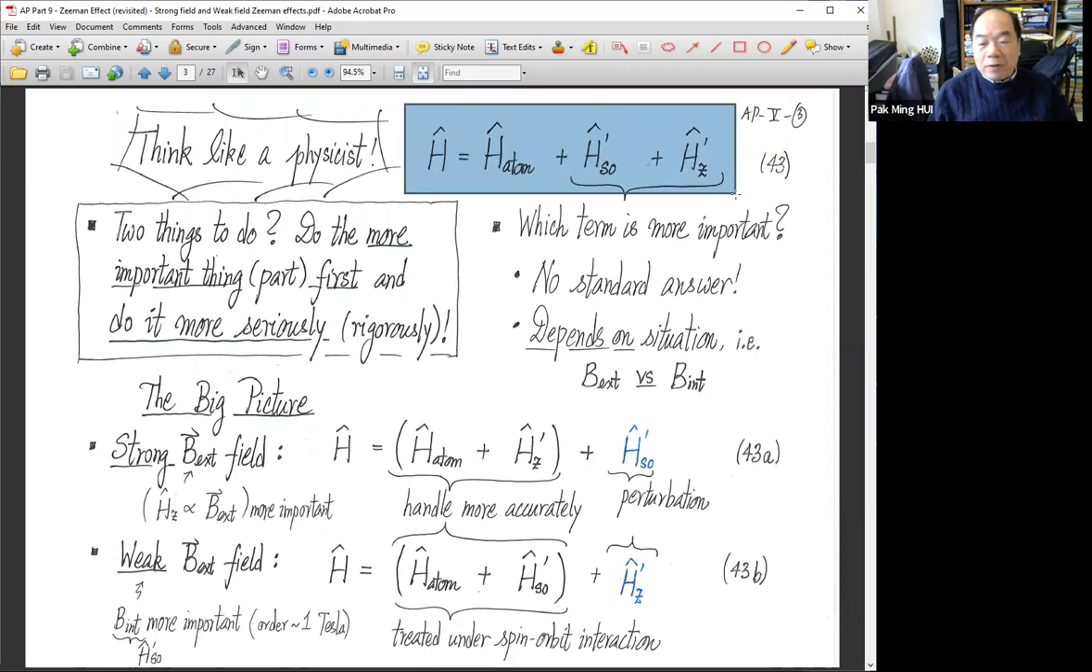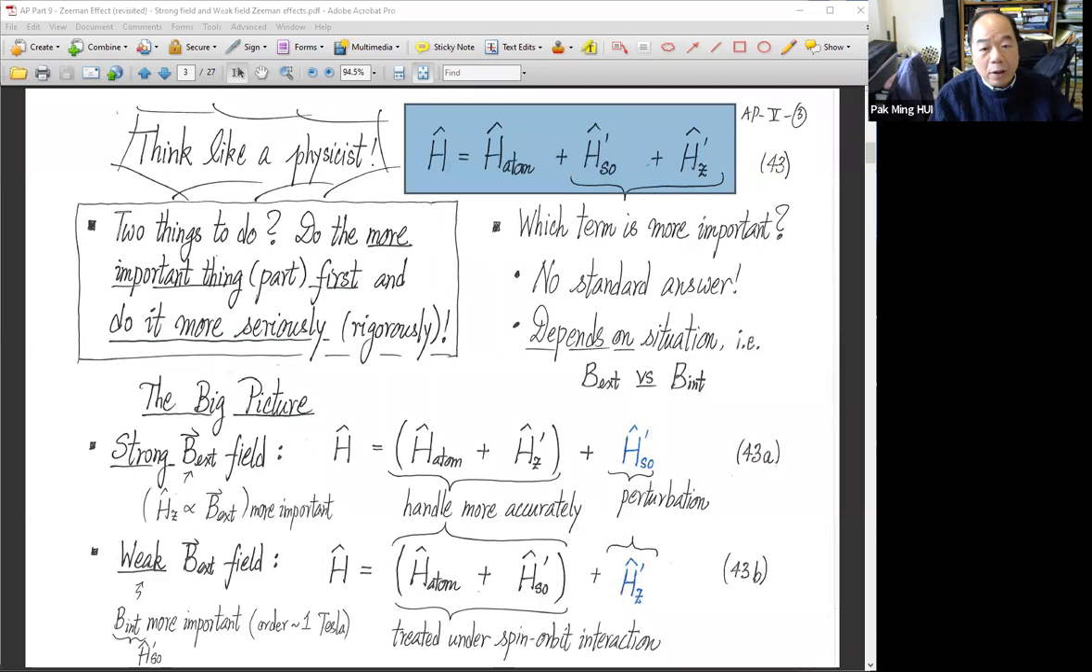Okay, so let me pause here. We have set up the problem for the Zeeman effect. Do you understand why we have equation 43? Is that okay? We are putting our knowledge together. Is that okay?